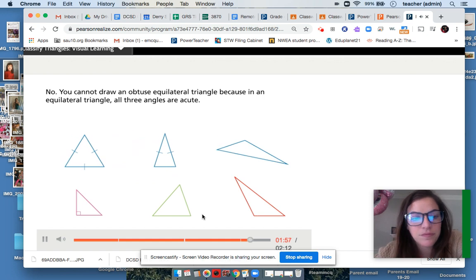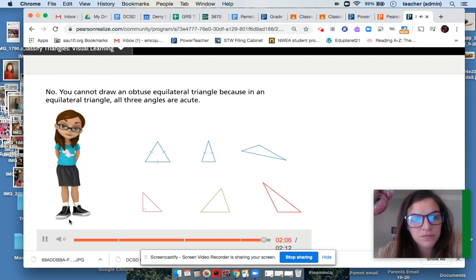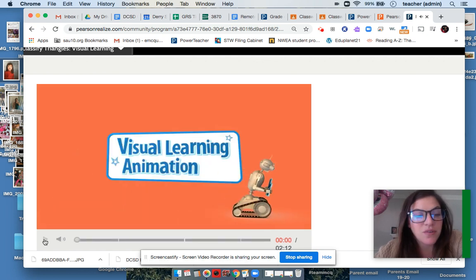No, you cannot draw an obtuse equilateral triangle because in an equilateral triangle, all three angles are acute. Now you know how to classify triangles. Okay, so this is lesson 16.2. It's all about classifying triangles.